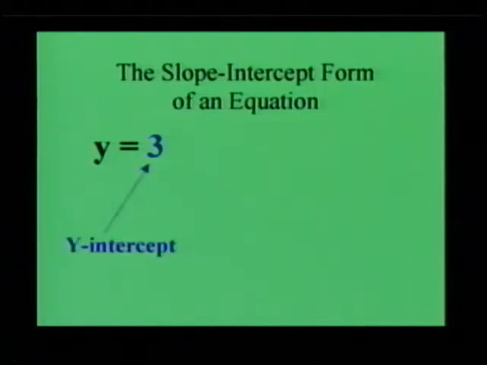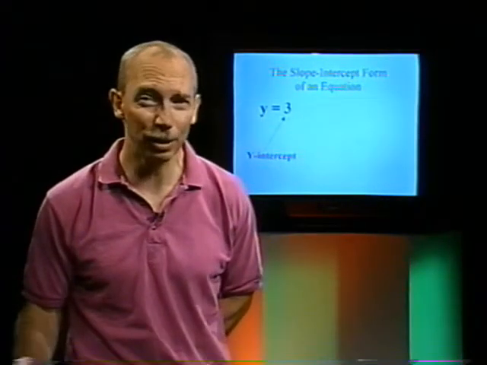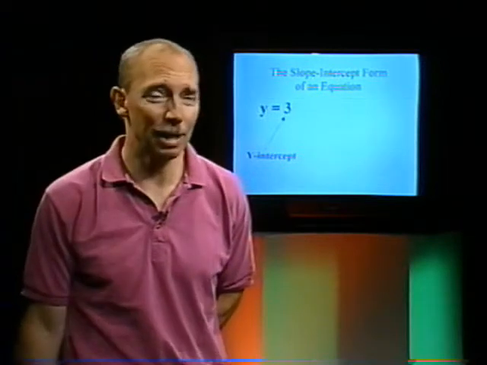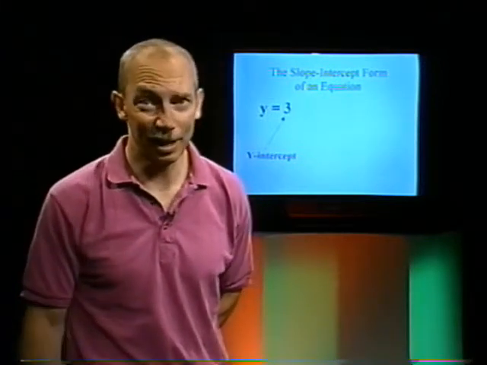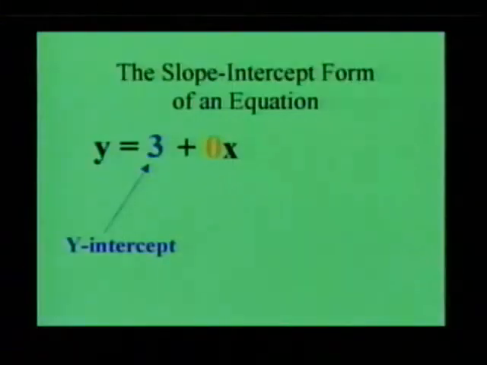Well, the number sitting by itself is 3. So I know the y-intercept. What would be the slope? What would be the number with x? Well, we don't have an x. If we don't have an x, we kind of have a number of 0. So you could rewrite this as 3 plus 0x, which means the slope is 0. You're going to have a slope of 0.